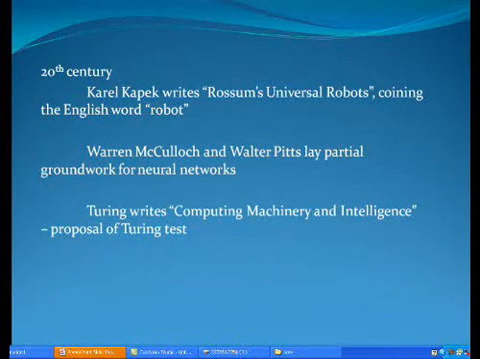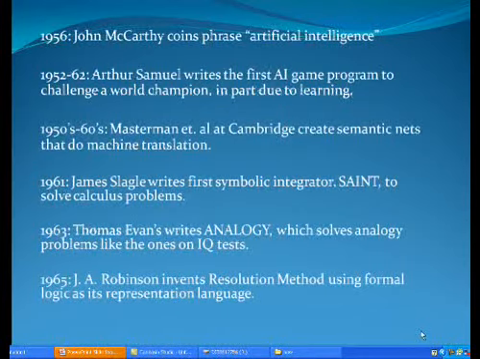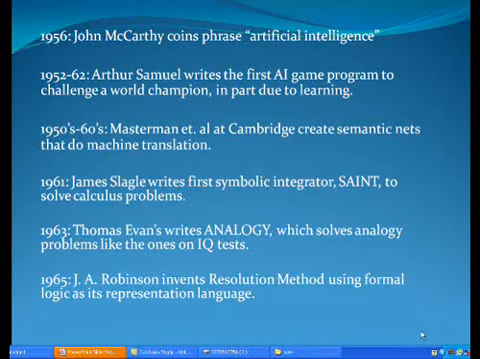20th century: Karel Capek writes Rossum's Universal Robots, coining the English word robot. Warren McCulloch and Walter Pitts lay partial groundwork for neural networks. Turing writes Computing Machinery and Intelligence, proposing the Turing test. 1956: John McCarthy coins the phrase artificial intelligence.